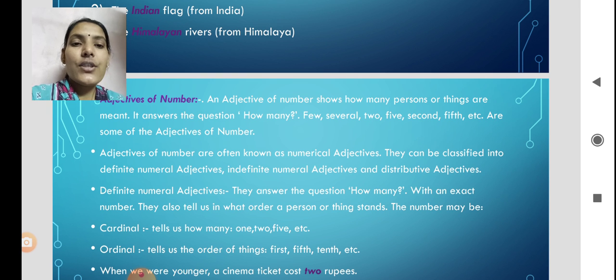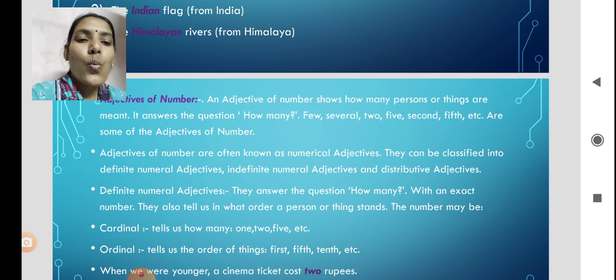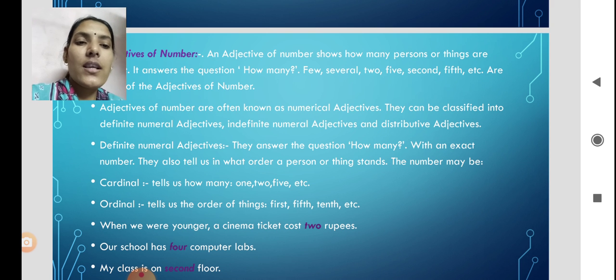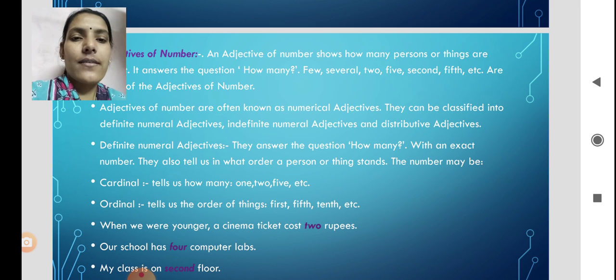First, definite numeral adjectives. They answer the question how many with an exact number. They also tell us in what order a person or thing stands. The number may be cardinal or ordinal. Cardinal numbers tell us how many: 1, 2, 5, etc. Ordinal numbers tell us the order of things: first, fifth, 10th, 11th, etc.